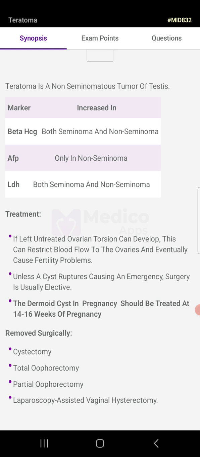Beta HCG: both seminoma and non-seminoma. AFP: only non-seminoma. LDH: both seminoma and non-seminoma.